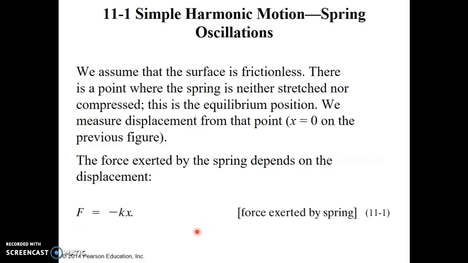So that x equals 0 is our equilibrium point, and we can measure the force of the spring depending on the displacement from that equilibrium point. And the force of the spring will be F equals negative kx, where k is called the spring constant and is a property of the spring itself, and x is just the distance from equilibrium. Now this principle here is known as Hooke's law.